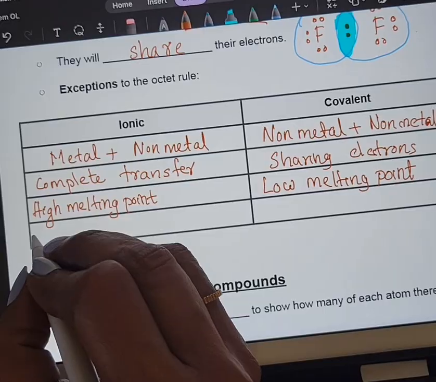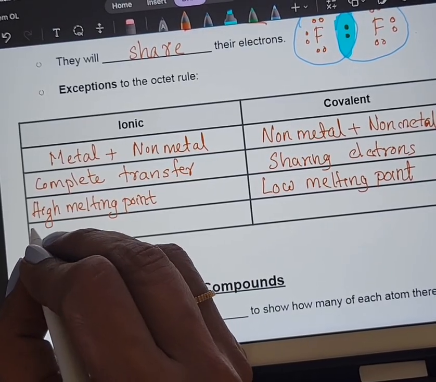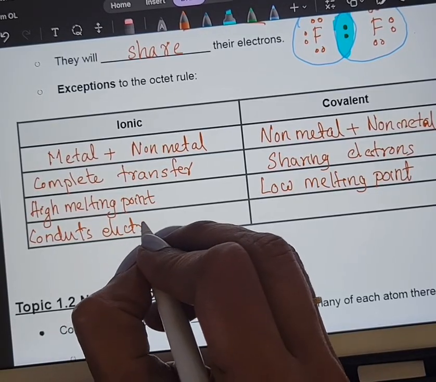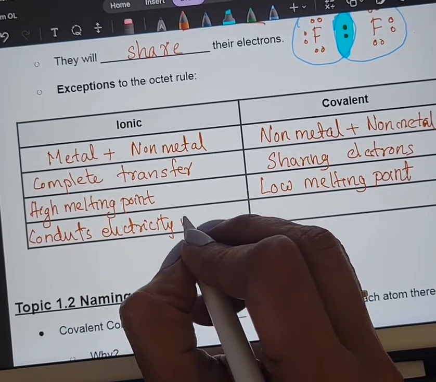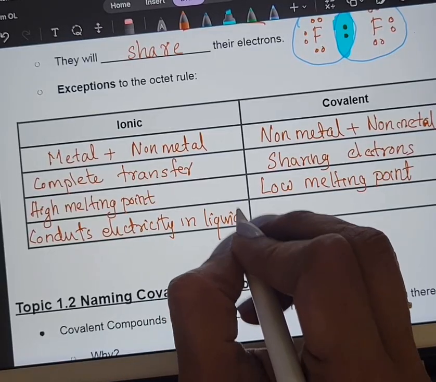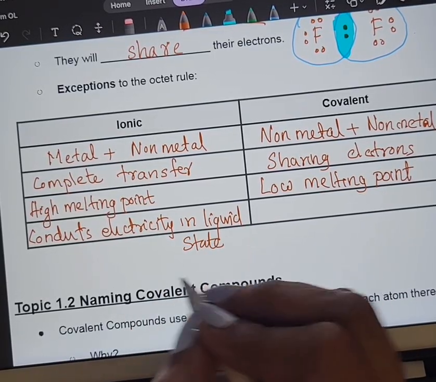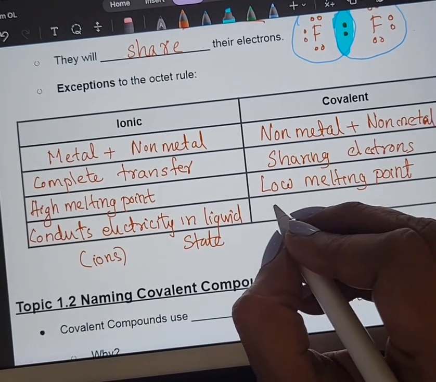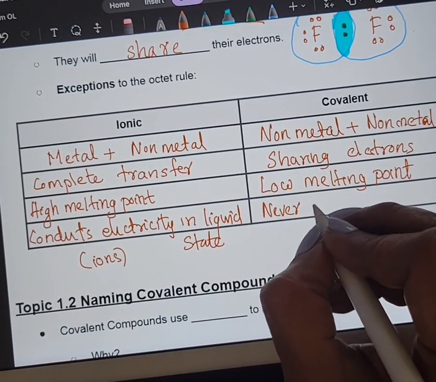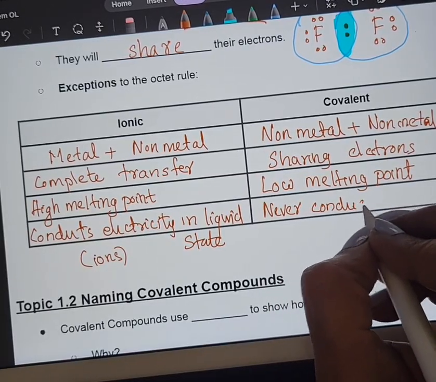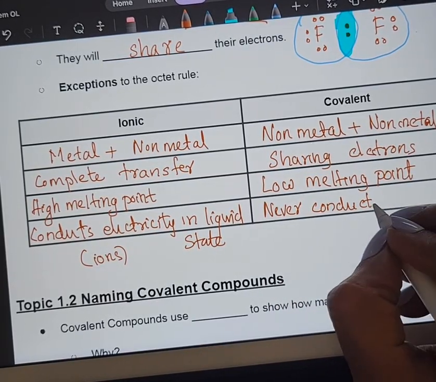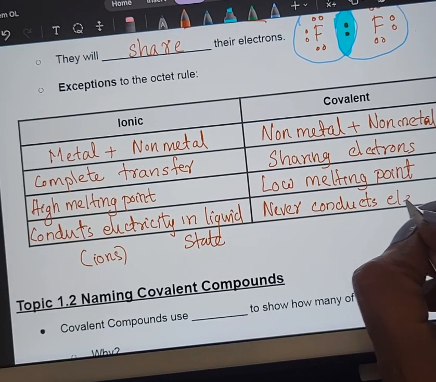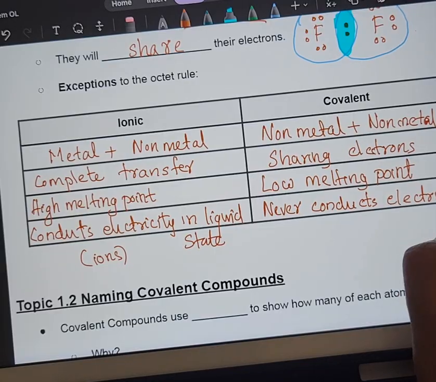And conductivity: ionic compounds conduct electricity in liquid state. When you dissolve or melt them, they will conduct electricity, because they have ions in them. But covalent compounds never conduct electricity. There is an exception, which is graphite. Everything else will be insulated. They will never conduct electricity in liquid state or in solid state, both.